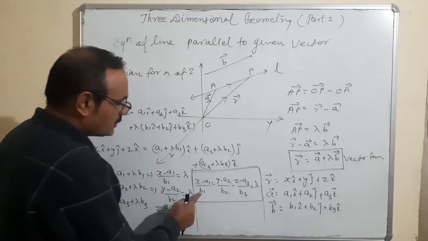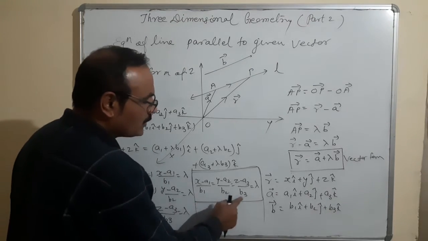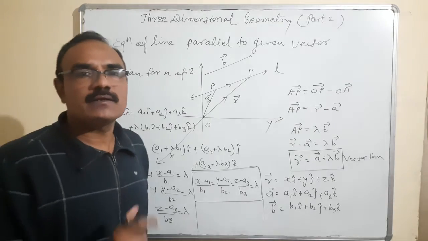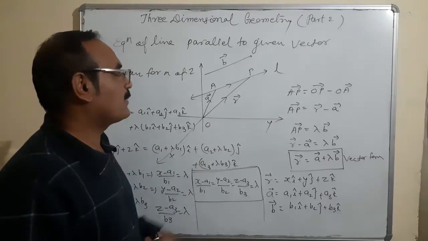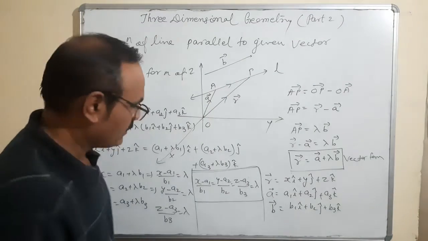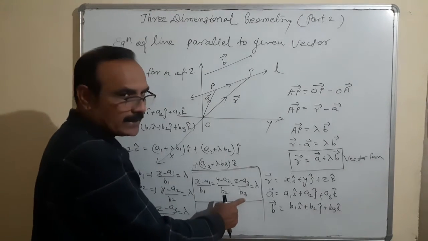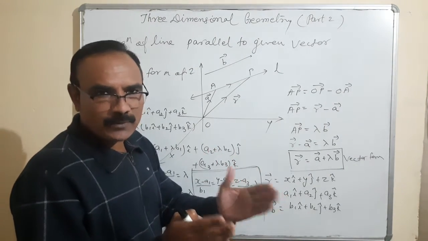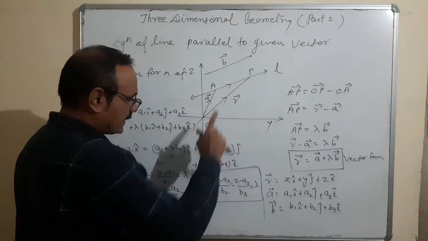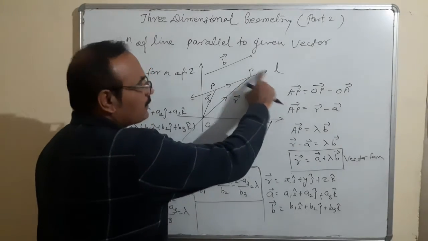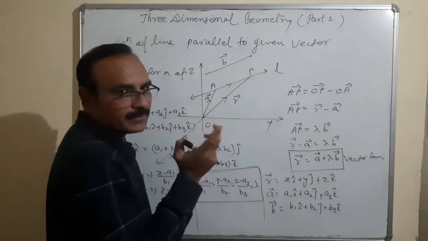That means B1, B2, B3, we can use the term direction ratios of the line which is parallel to this line AP or the line L. Is it okay? So B1, B2, B3 are the direction ratios. Because if two lines are parallel, then their direction ratios are always the same. So we can use a second term also, that B1, B2, B3 are the direction ratio of this line, because the direction ratios of both lines are the same, they are parallel.